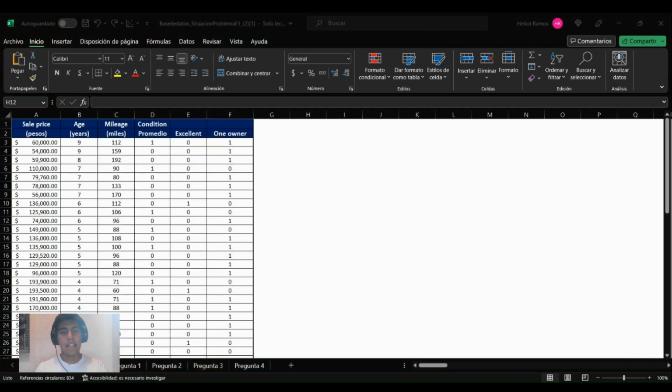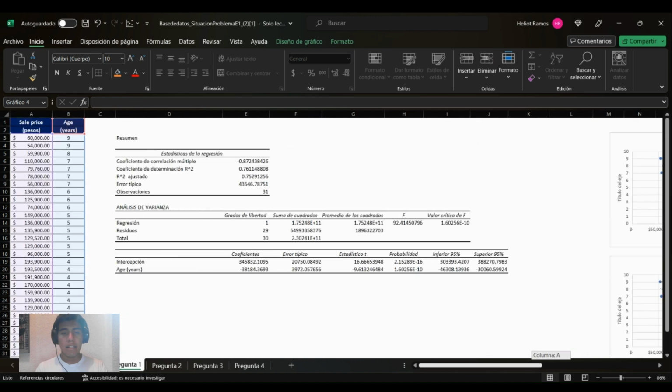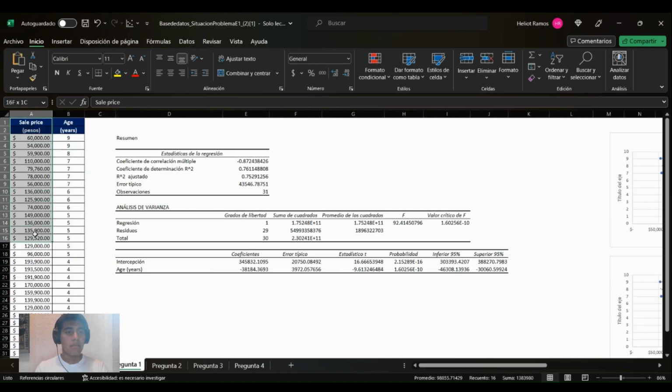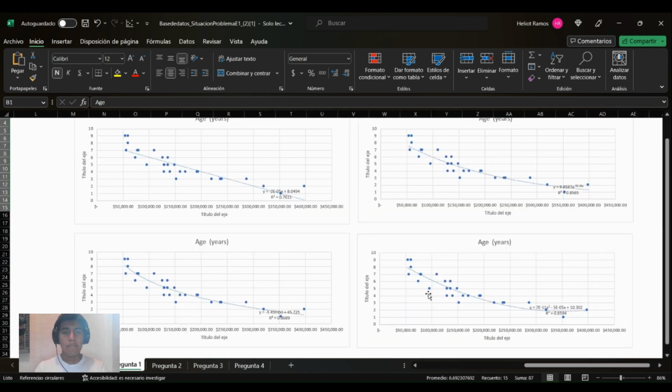For our first analysis, we will do the relationship between age and price. As you can see, we have sale price as our y and age as our x. We did here the analysis. We will come back to that later. First off, I want to see some graphs.